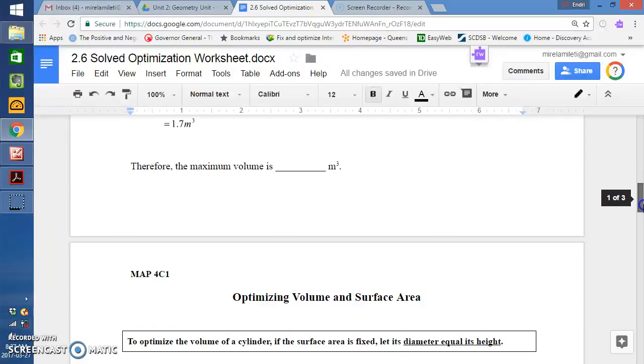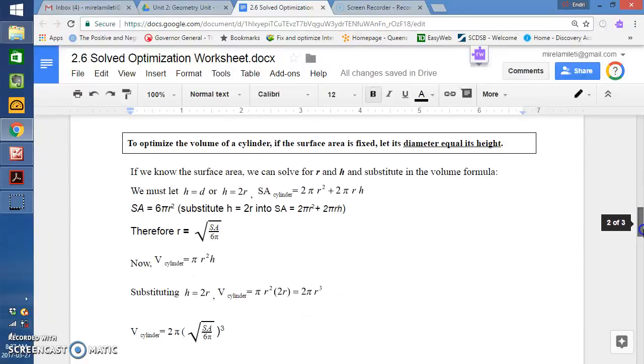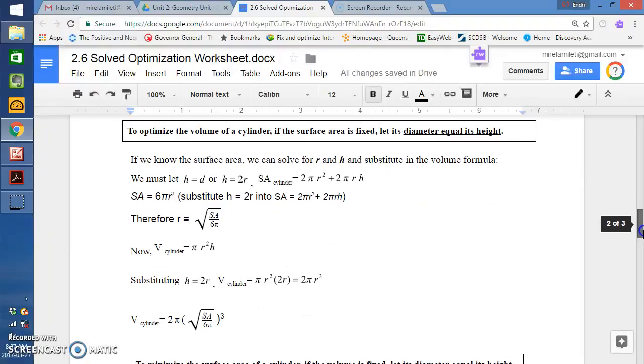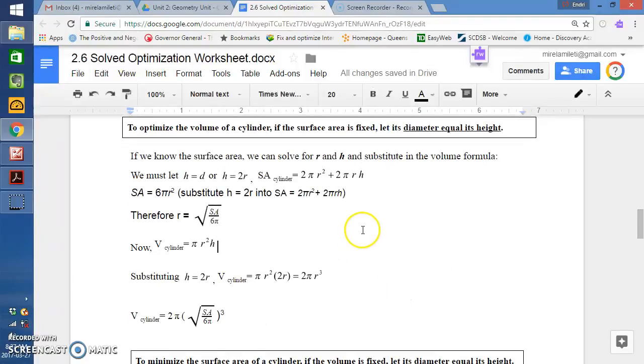Now let's see how we're going to approach these kind of problems when we're dealing with cylinders. We know that when we optimize the volume or surface area of a cylinder, we must make the diameter of the cylinder equal to its height. Okay, the same approach we followed when we worked with rectangular prisms. Here we're going to analyze the information that we have and see how we can make some connections.